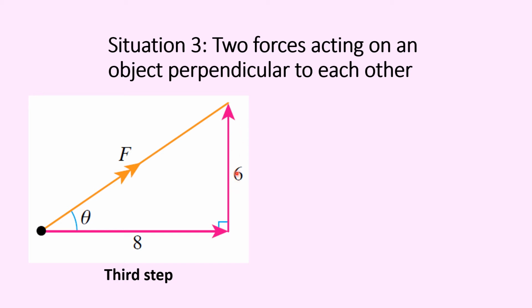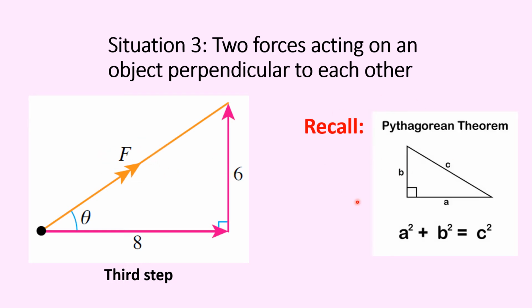So my question to you is, what is the magnitude of the resultant force now? Before this, you need to recall something. You need to recall the Pythagoras theorem that you have learned. Let's say this is a right angle triangle. The relationship between all the lengths here is a squared plus b squared equals c squared. Okay, so now let's carry on our lesson.